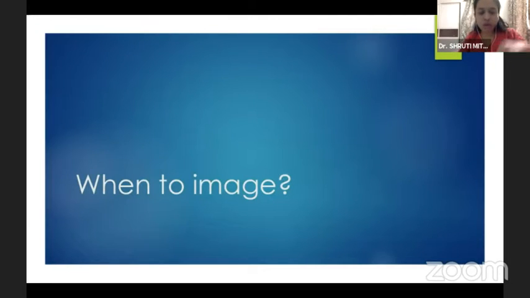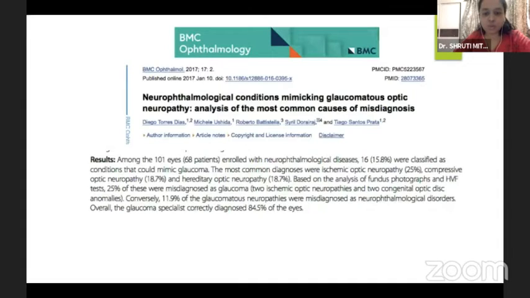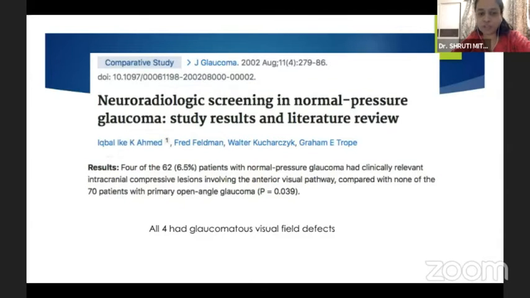So how do we avoid misdiagnosing, and when do we take a decision that this patient needs to be neuroimaged? Here, this article tells us that when trained glaucoma specialists were presented with these pictures and the perimetry findings of neuro-ophthalmic patients, they ended up misdiagnosing around 25% of these cases. And conversely, around 12% of glaucomatous neuropathies were misdiagnosed as neuro-ophthalmic. So even experts might sometimes find it difficult to differentiate these conditions.